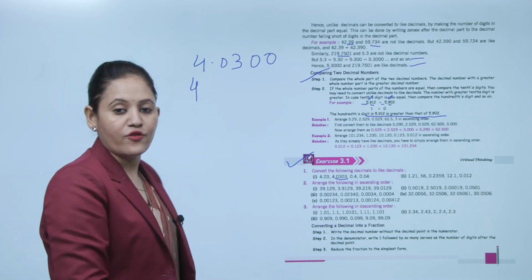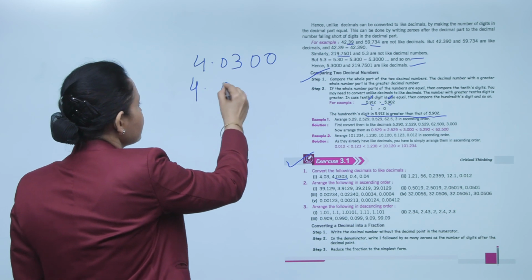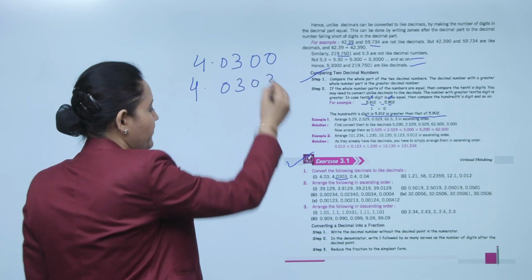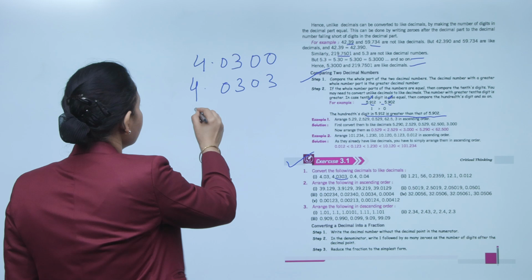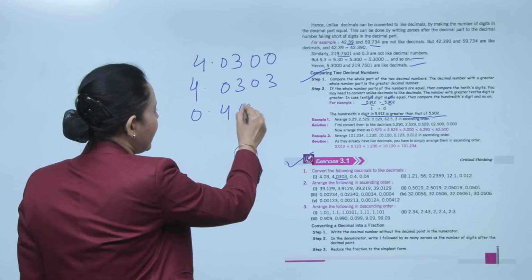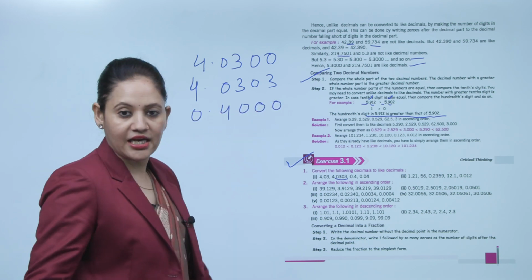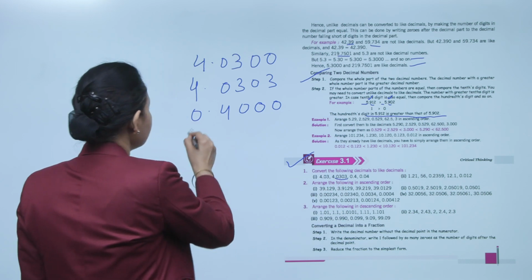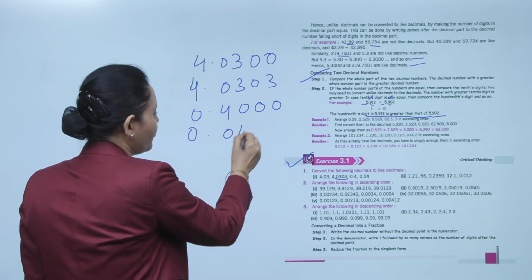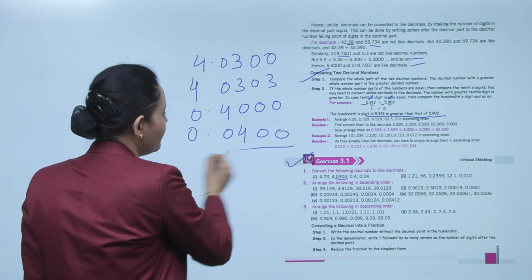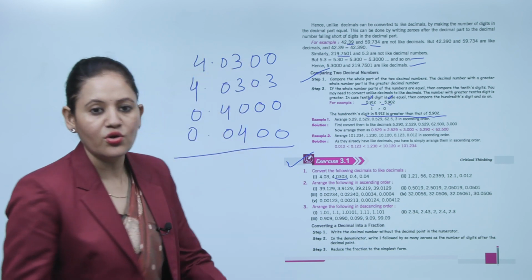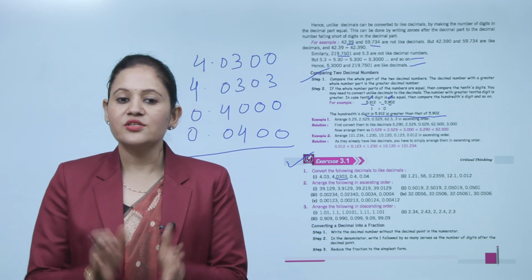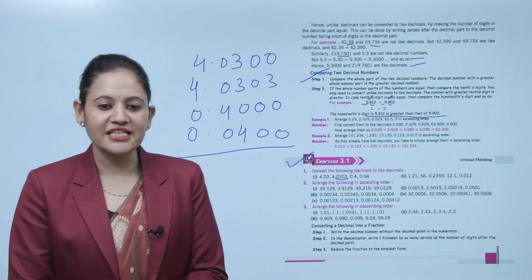Next one is 4.0303. Then 0.4, so we'll add 3 zeros here. Clear? Next one is 0.04, so we'll add 2 more 0s. Now we have converted them into like decimals. Clear? So practice all the questions of this exercise.